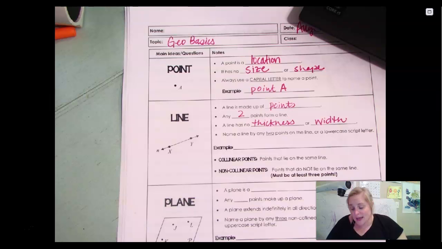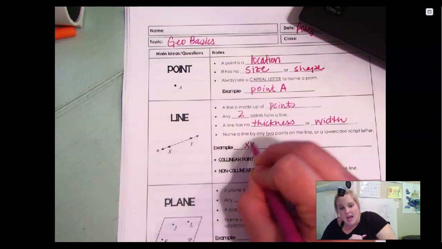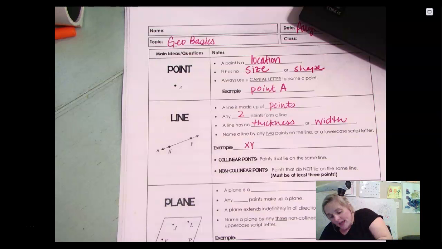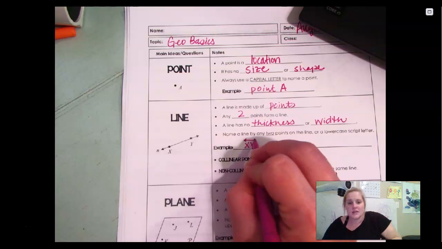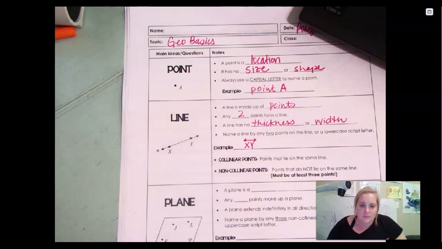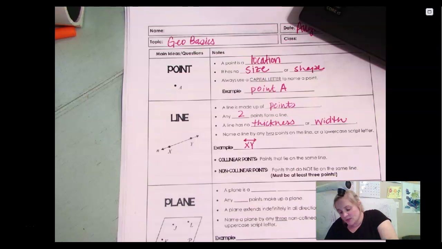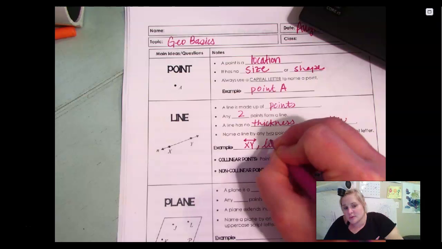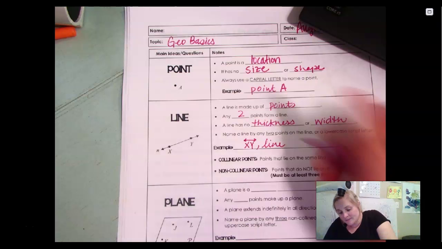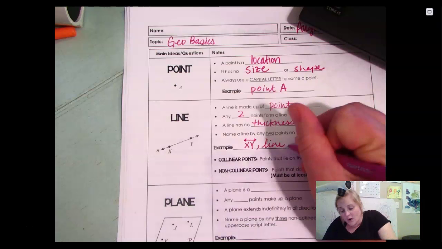For example, I could call this X, Y, and you're going to put a line on top of it with arrows on both sides. Okay, then you could also call it line, and this would be in script or like cursive N. That's a horrible N.